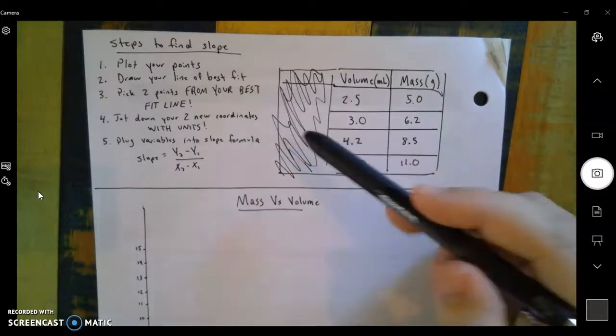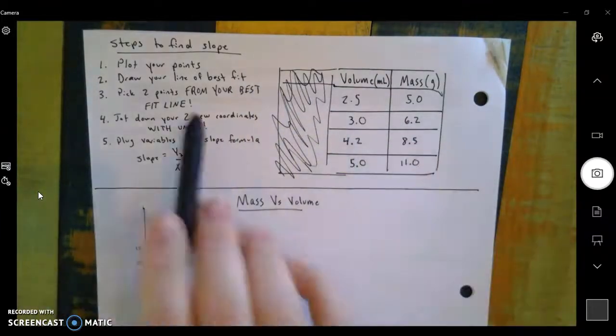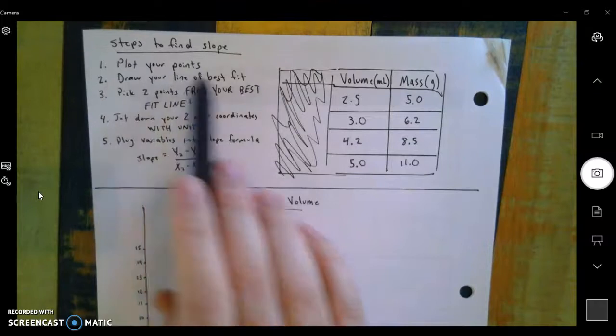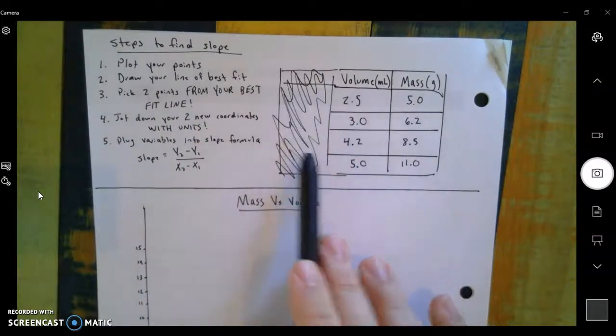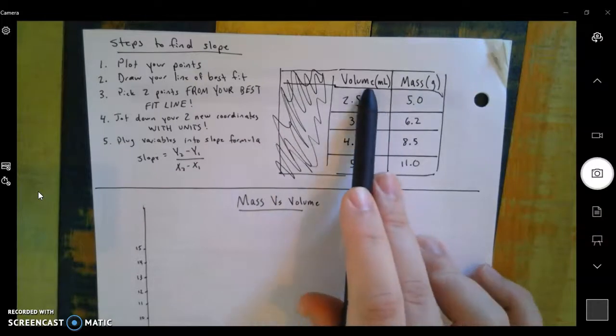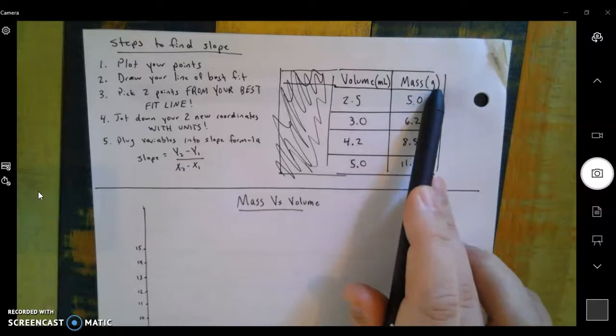Alright, first thing I want to do is go through the steps in order to find your slope. So the first thing you're going to do is plot your points. On the right here we have a data table. Please ignore this scribble that I did. But we have volume in milliliters, and mass, and the units here would be grams.